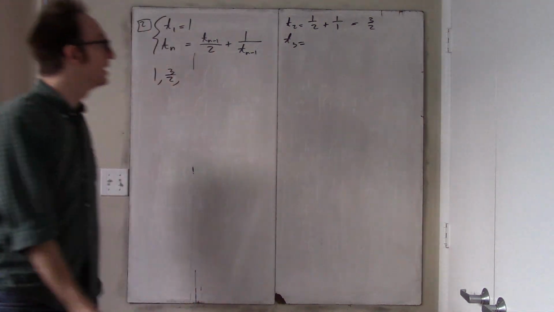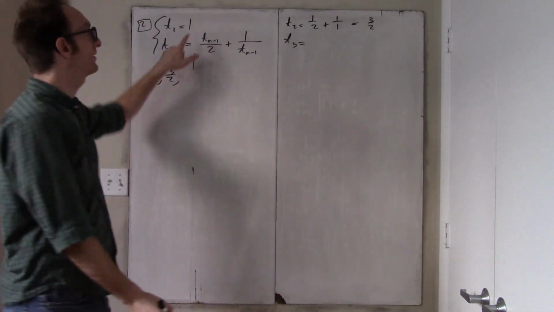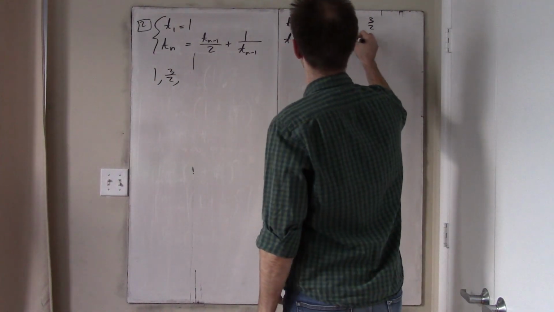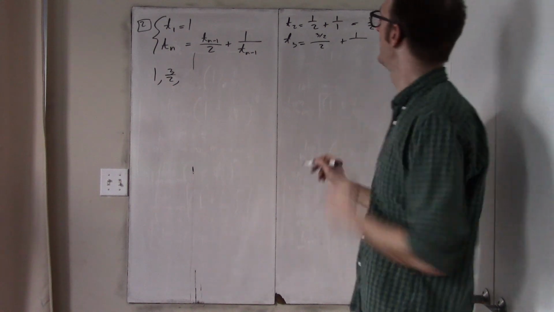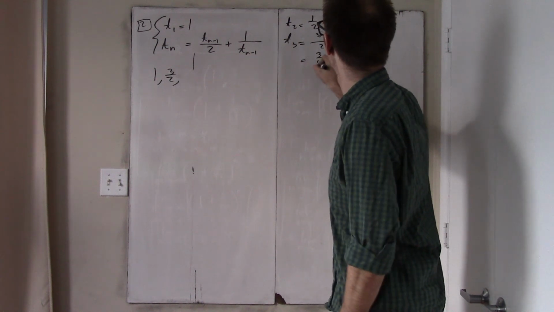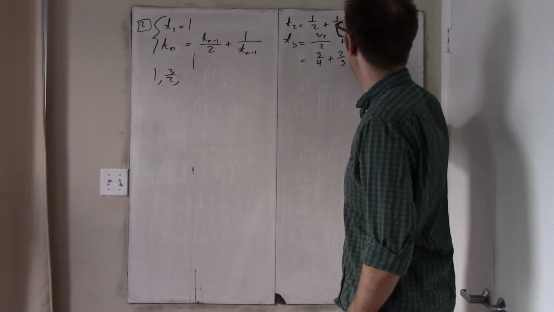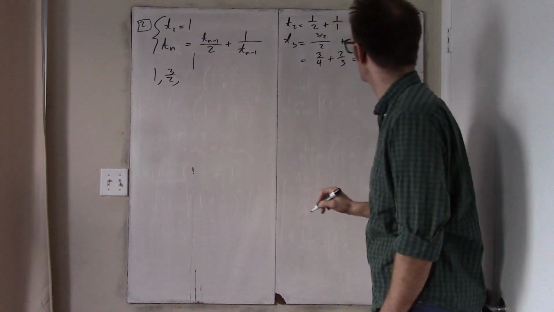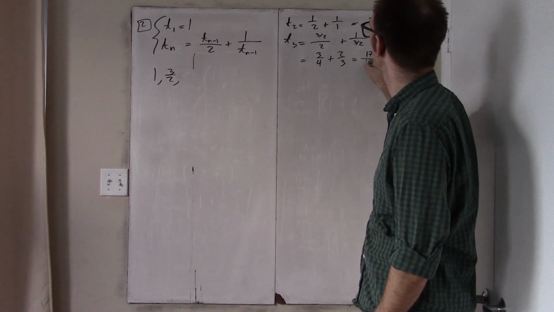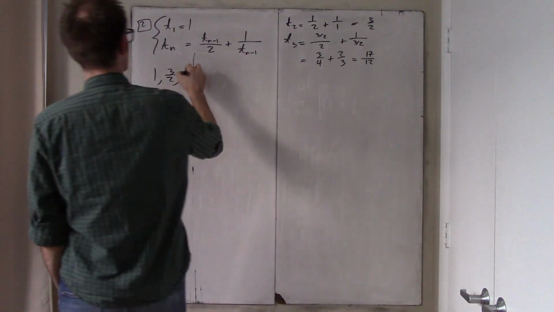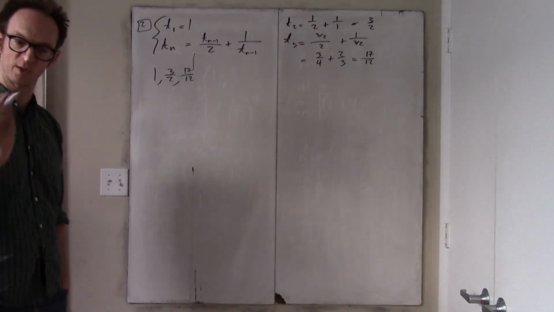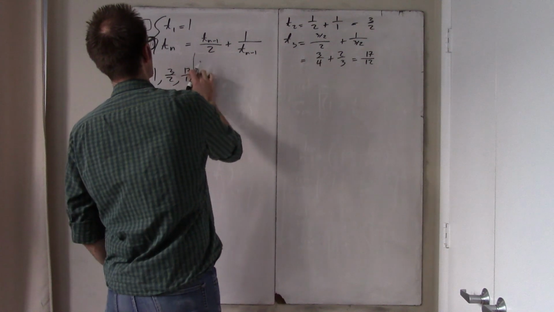So what's T3? Well, according to this recursive rule, T3 is the previous term, 3/2 over 2, plus 1 over 3/2. All right, so I see why this is kind of annoying. This is 3/4 plus 2/3, and if you do this with the calculator, it's just easier. So, common denominator, 9 and 8, 17/12. Probably did that right. So 17/12, so 1 and 5/12. So 1.4 something. Okay, let's do maybe one more.